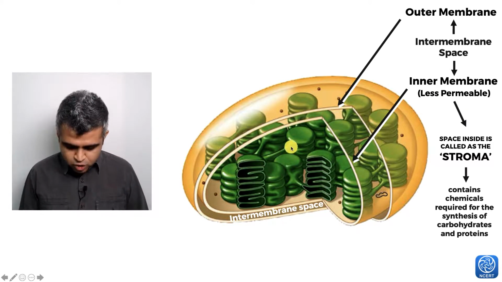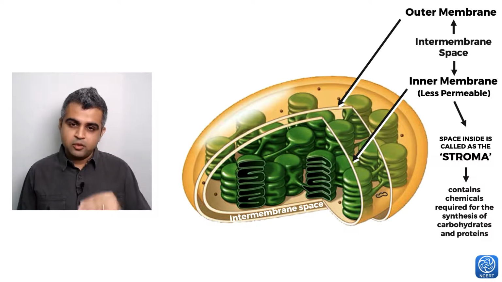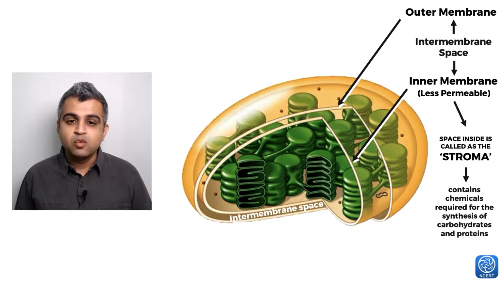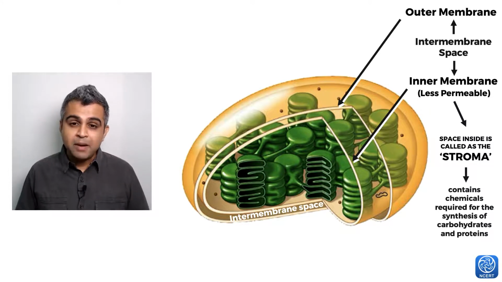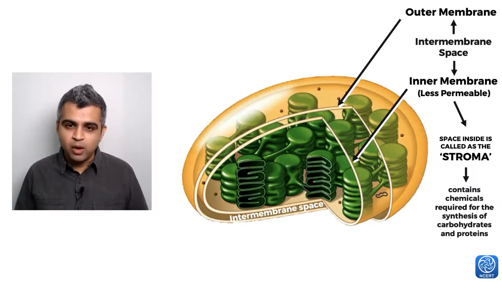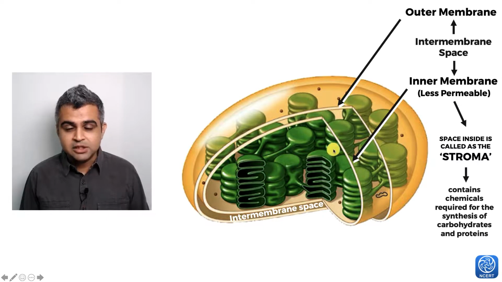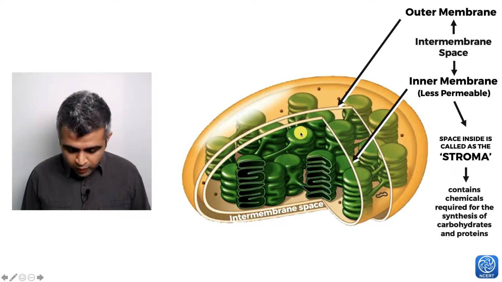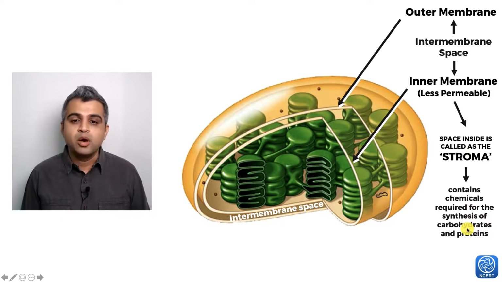In the stroma here, you already know right from the first lecture that plants do photosynthesis, meaning they make carbohydrates. So in a plant cell, where do you make carbohydrates? In the chloroplast. So chloroplast basically is green in color, takes light energy and makes glucose. So where does it do that? Here, inside the chloroplast. So what is the inside of the chloroplast called? It is going to be called stroma. So stroma contains chemicals required for synthesis of carbohydrates and proteins.